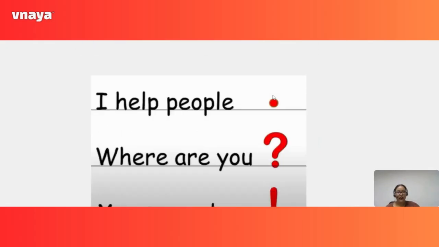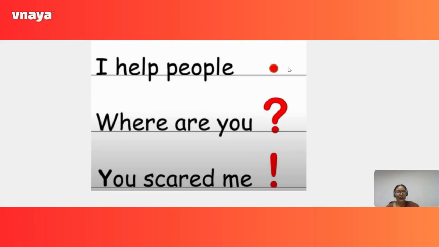So, let us learn how to use all these punctuation marks through an example. We have the first sentence that is a telling sentence. I help people. And we have a period at the end. We have the second sentence, where are you? And we have a question mark because it is an asking sentence.